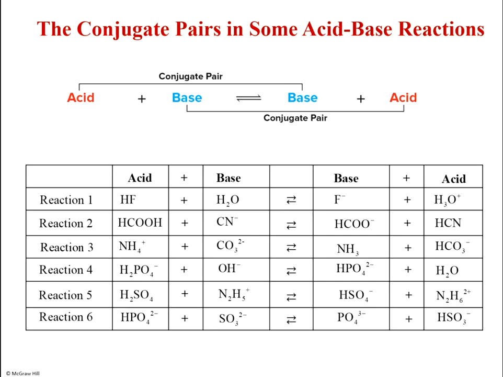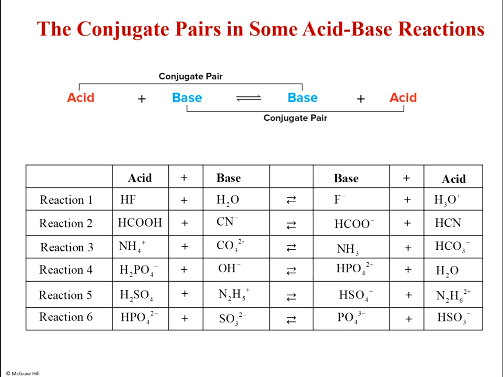So, in the first reaction, hydrogen fluoride reacts with water to produce fluoride and hydronium ion. HF and F minus are a conjugate acid-base pair, and H2O and H3O plus are a conjugate acid-base pair as well. Reaction 2 is formic acid reacting with cyanide to form formate and hydrogen cyanide. Cyanide and hydrogen cyanide form a conjugate acid-base pair, as do formic acid and formate. You can do this for all 6 reactions.